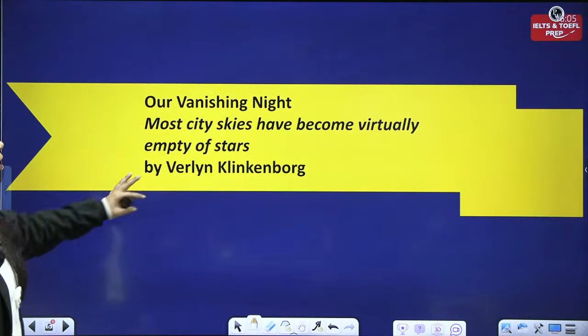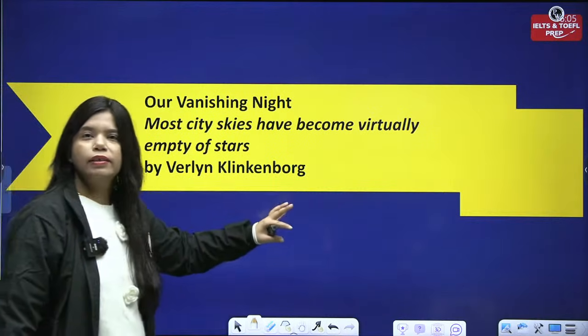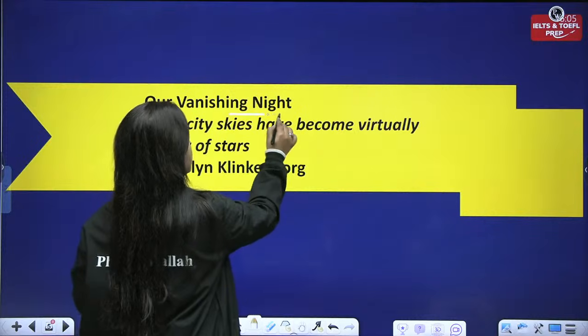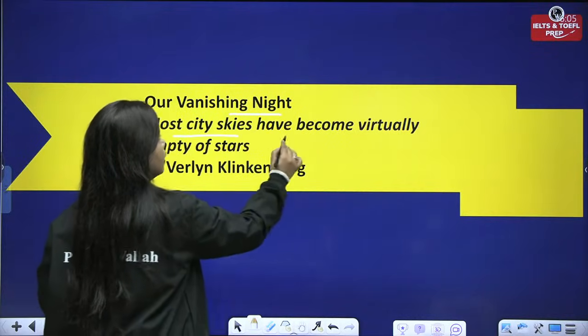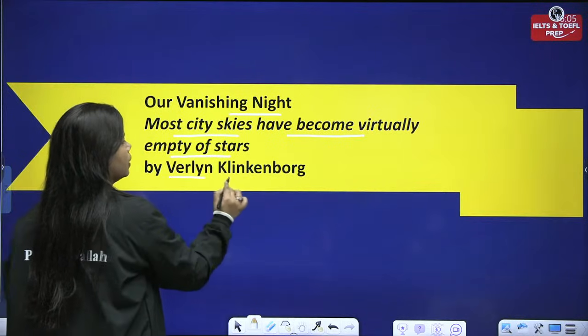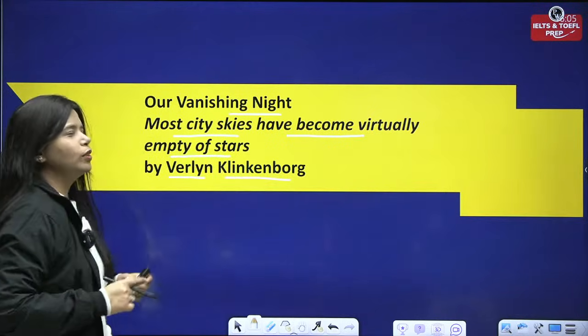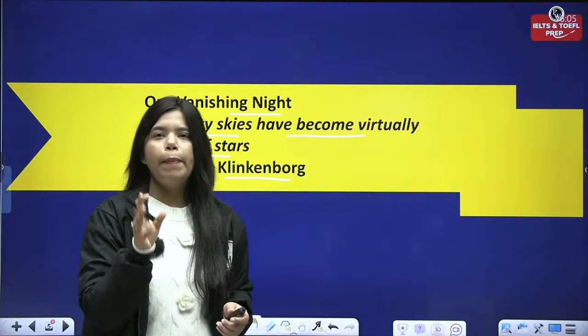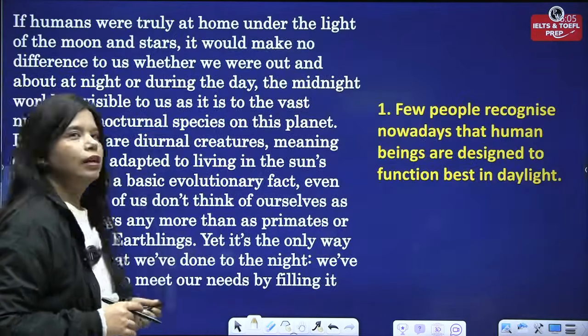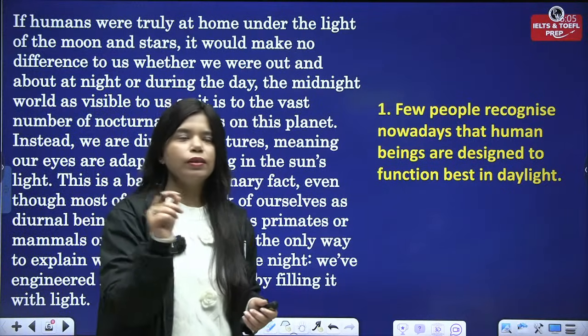Now this is the title of the passage I have taken for you today. The title says, Our vanishing night, most city skies have become virtually empty of stars by Verlyn Klinkenborg. So that's just the title. Now let's see the passage as well as the questions. And here you go. Let's take a look at the very first question.